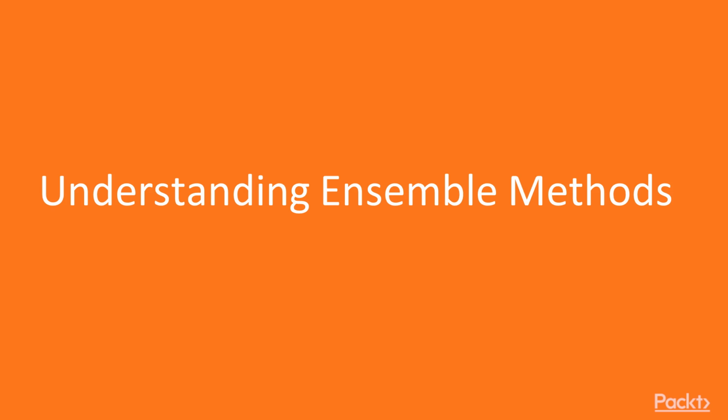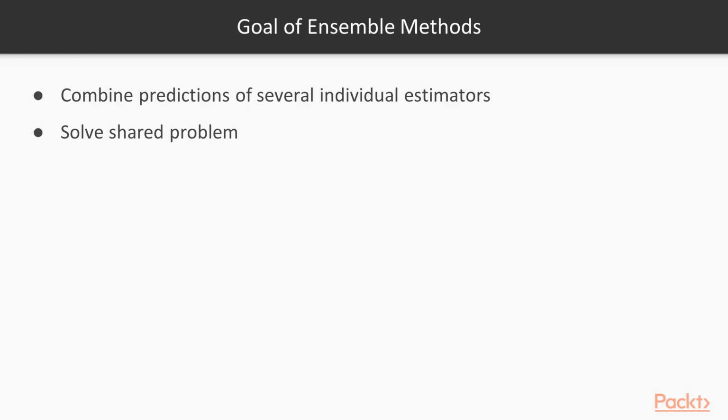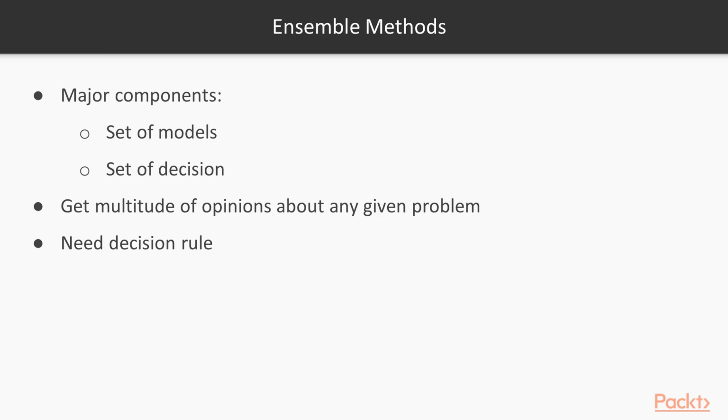Now we start with the first video of this section, understanding ensemble methods. The goal of ensemble methods is to combine the predictions of several individual estimators built with a given learning algorithm in order to solve a shared problem. Typically, an ensemble consists of two major components: a set of models, and a set of decision rules that govern how the results of these models are combined into a single output.